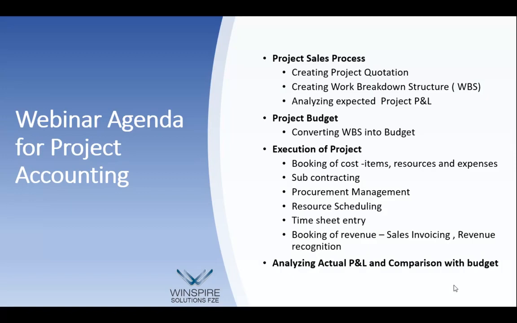When we start executing the project, we can do booking of the various cost elements. Cost elements in a typical project company include item cost, resources cost, and direct expenses attributable to the project. All the costs go with a project code and sit in the project file, as well as hitting the financial system through the general ledger.